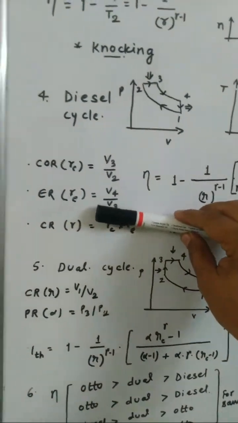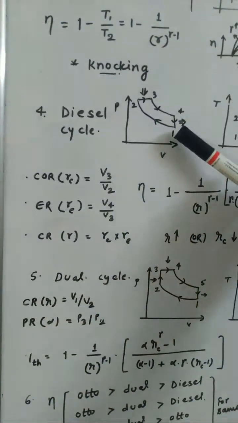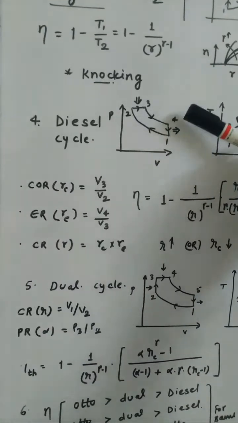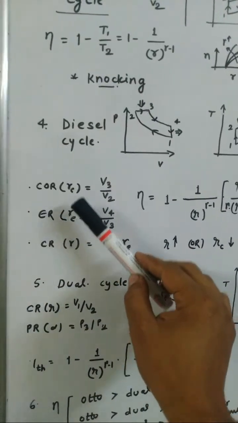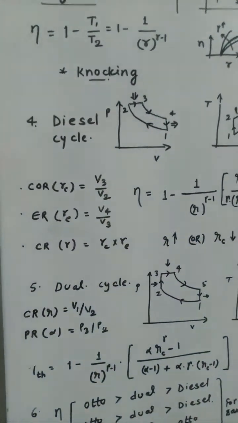Again, this is the expansion ratio, and then the compression ratio. Compression ratio is V1 by V2. V1 is equal to V4. So if you multiply the cutoff ratio and the expansion ratio, we will get V1 by V2 only.